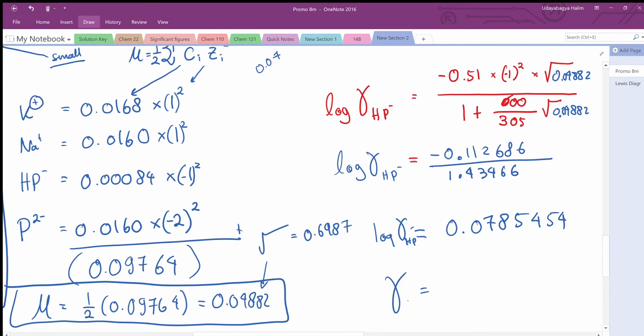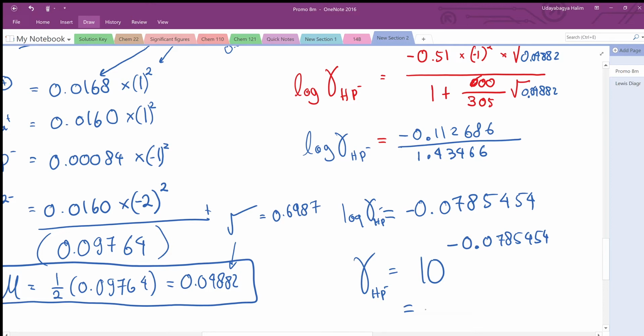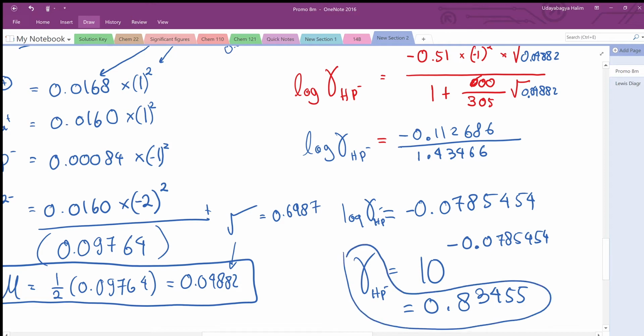And in order to actually get the activity coefficient of HP minus, I'm going to do 10 to the negative of the log that I calculated to get rid of it. So 10 to the negative 0.0785454, and you should get in the end 0.83455 for your activity coefficient. Yeah, that's pretty close to what you should get in the laboratory as well.